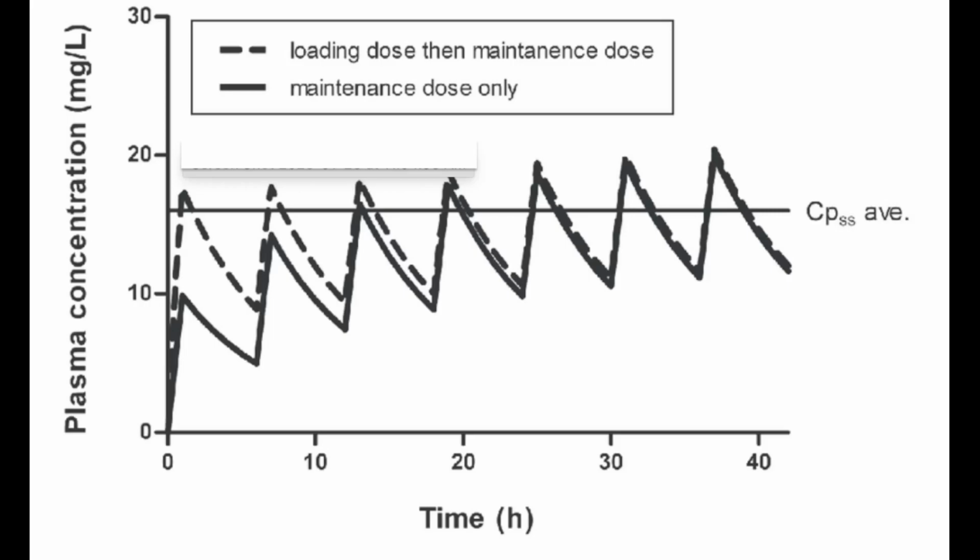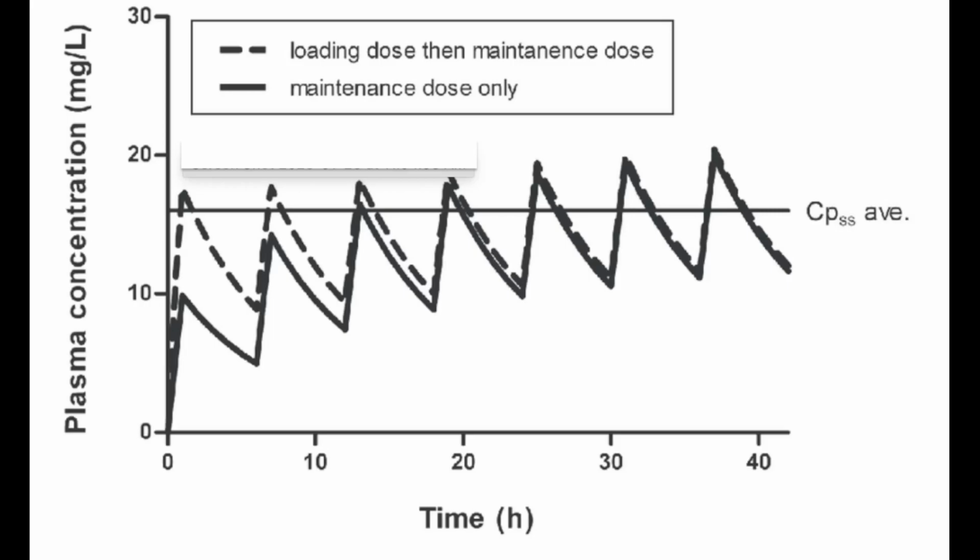Maintenance dose. The maintenance dose refers to the dosage required to maintain a steady concentration of a drug within the therapeutic range in the body. After the administration of a loading dose, the maintenance dose is subsequently employed to sustain the desired therapeutic effect.